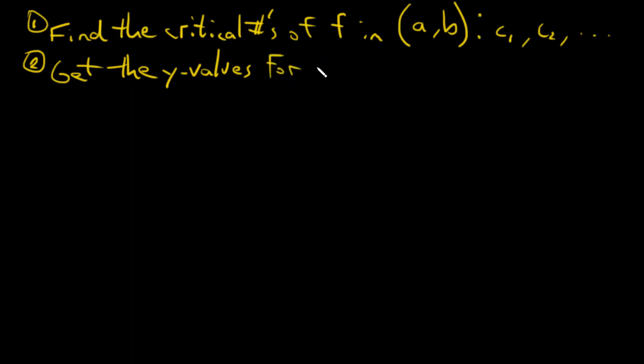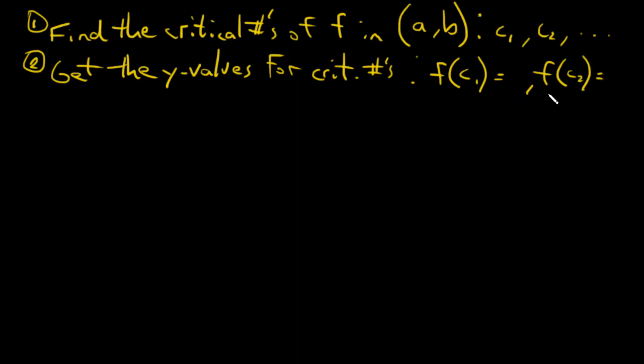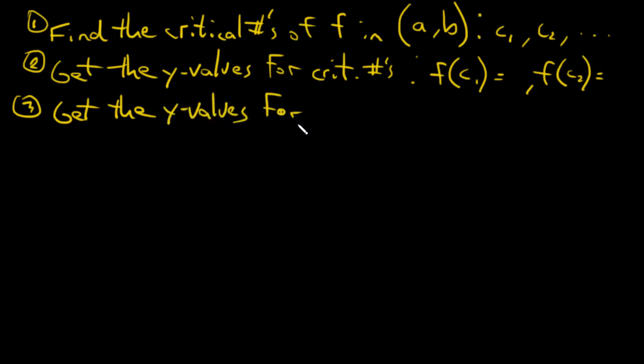for those critical numbers. And these are going to be values like f of c1 equals something, f of c2 equals something, and so forth. Okay. Step 3, get the y values for the endpoints. The endpoints. Okay, and that's going to be f at a and f at b.